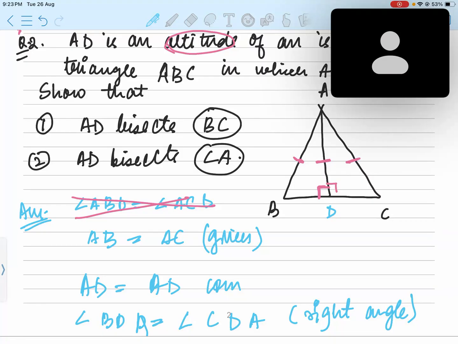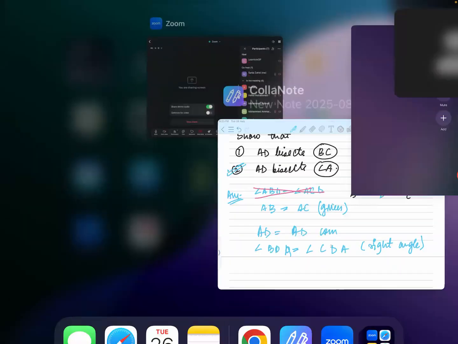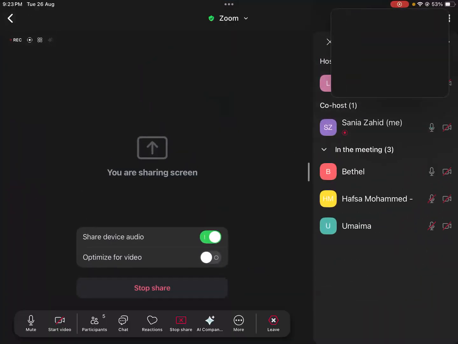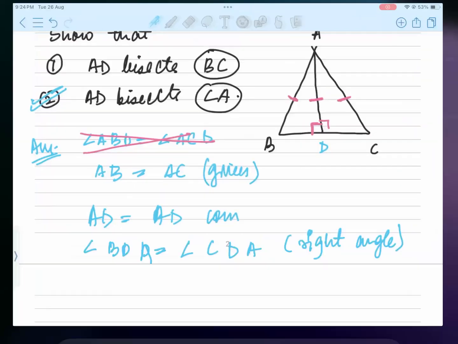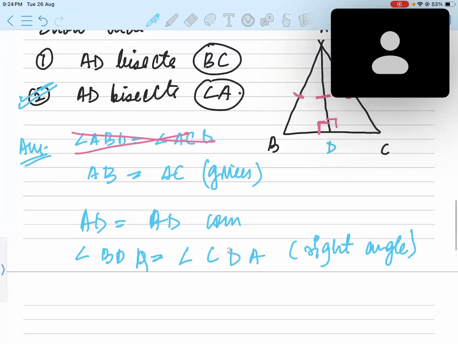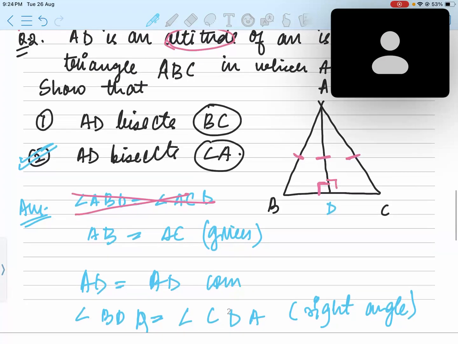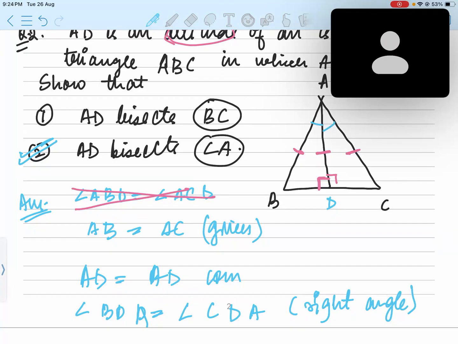Children, completed? Have you done the second part also? Children, am I audible? Yes, ma'am. Please tell me, completed the second part or not? See, AD bisecting angle A, again, that's very easy. You can say that since they are congruent, this angle is equal to this angle, and thus they are equal to one another by CPCT, and thus it is bisecting. You can say it like that.